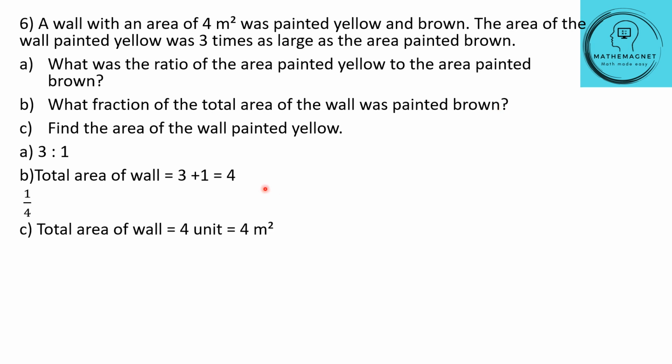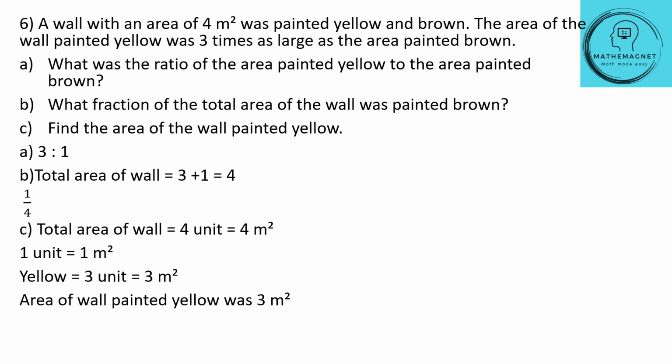Now question C. Find the area of the wall painted yellow. Now the total area of the wall we know is 4 meters square, and we know 4 meters square is 4 units, from 3 units of yellow plus 1 unit of brown. So 1 unit will be 1 meter square. Now they wanted to know the area of the wall painted yellow. Yellow is 3 units, so it will be 3 meters square. So the area of the wall painted yellow was 3 meters square.